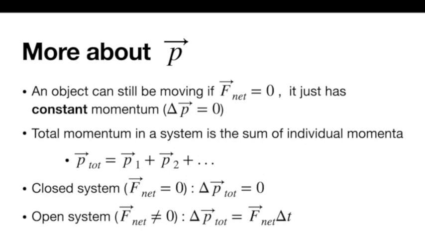We can also total the momentum in a whole system to consider it as a whole. For that, we just add up all the momenta. We know they're vectors. We know how to add those. And then we can look at systems together by whether or not an F net acts on the whole thing.